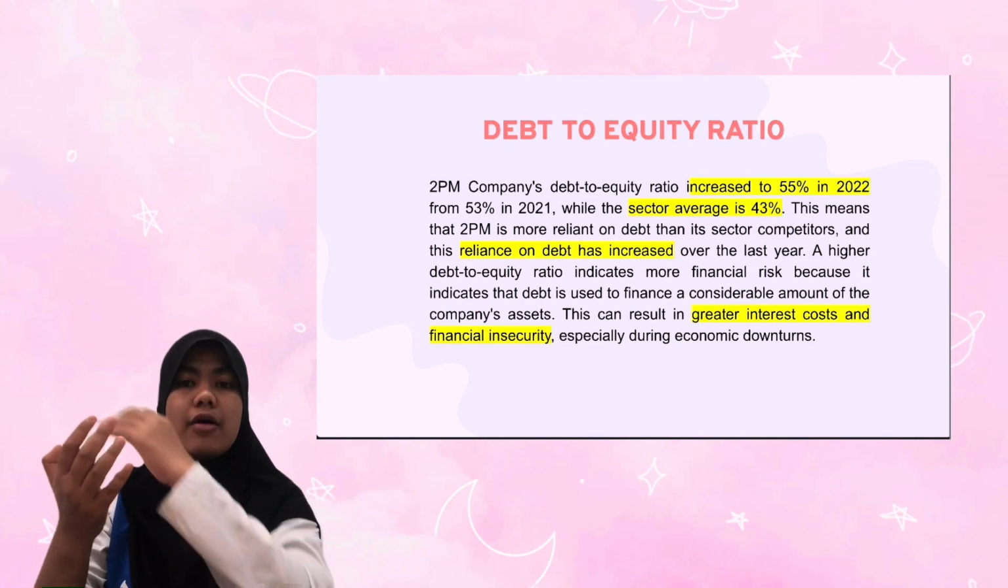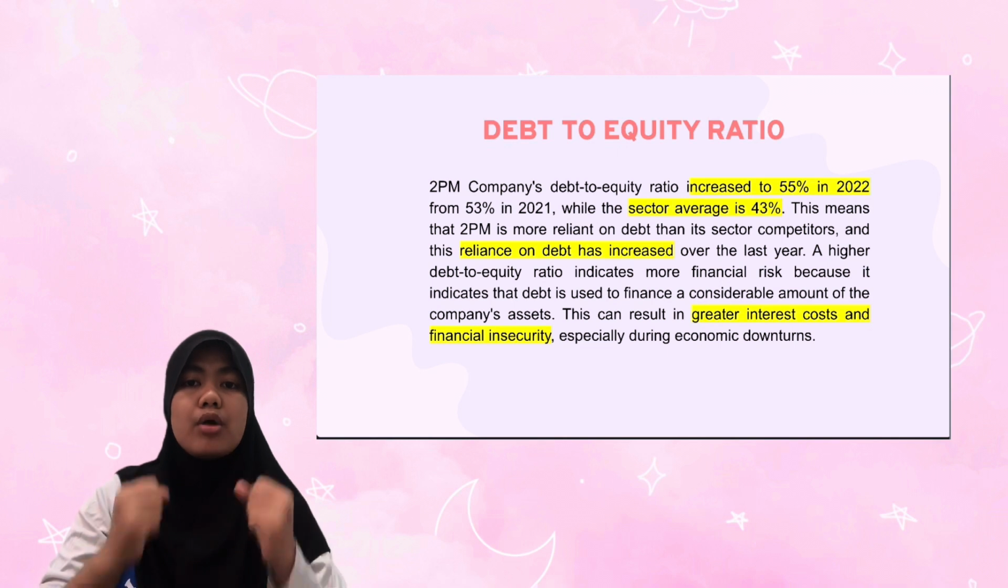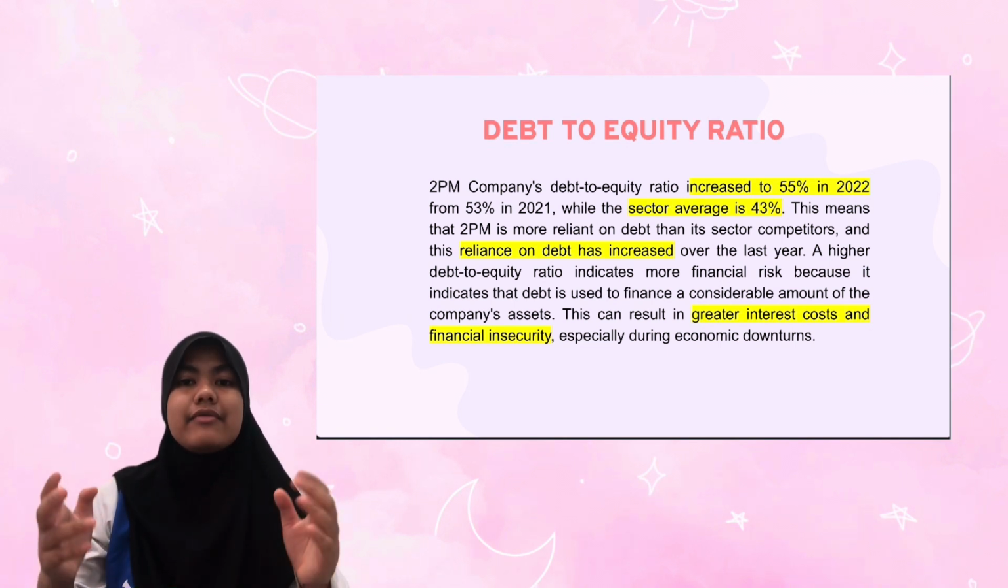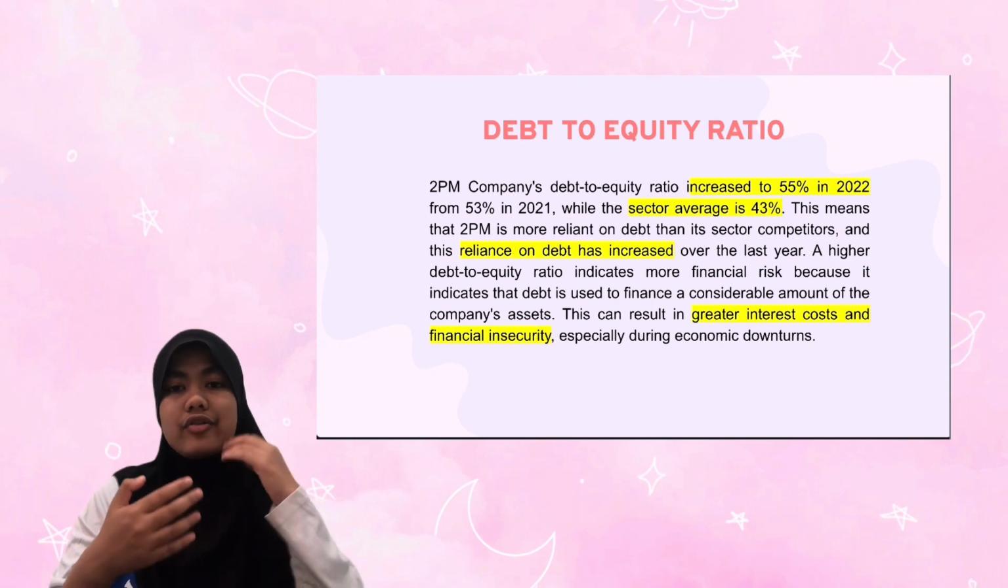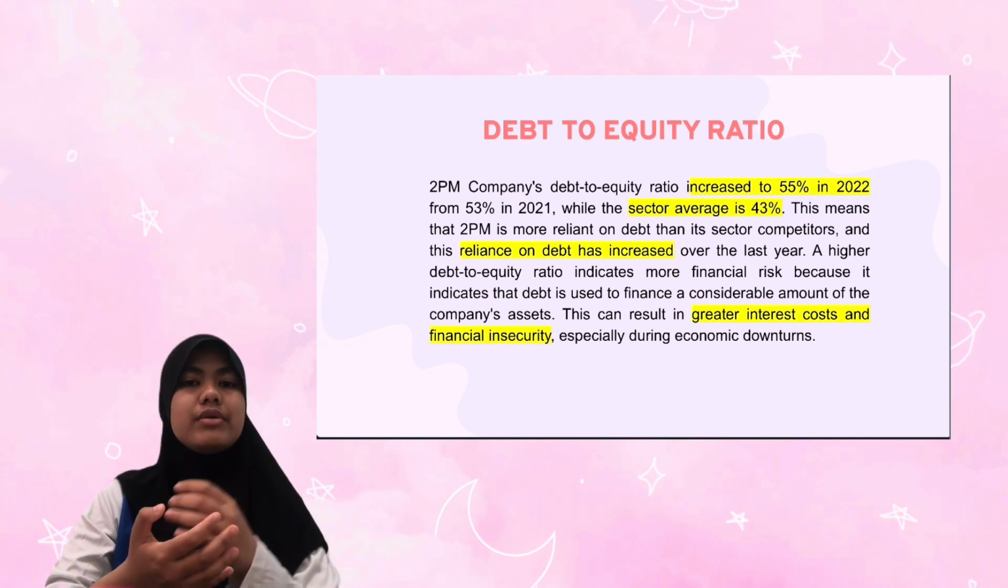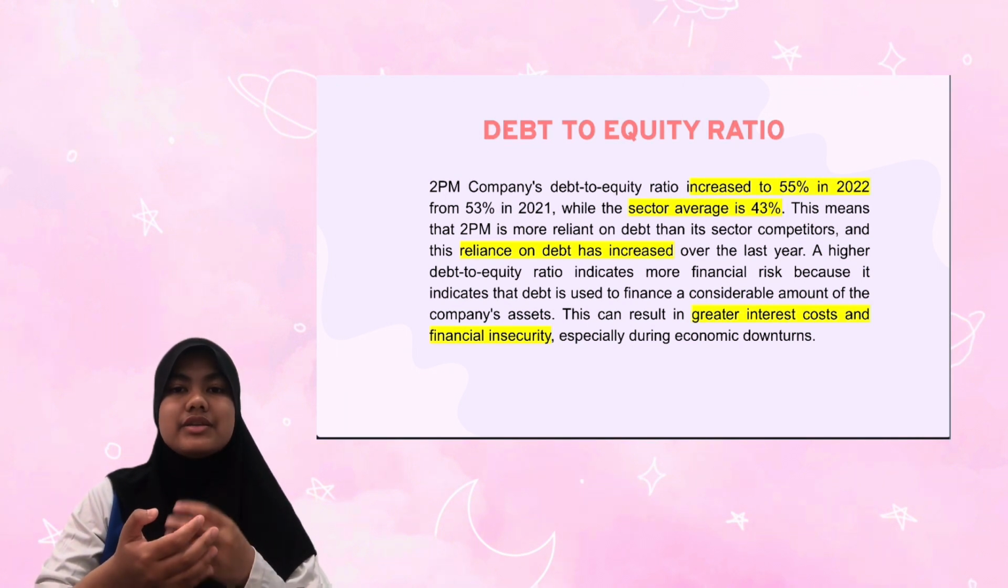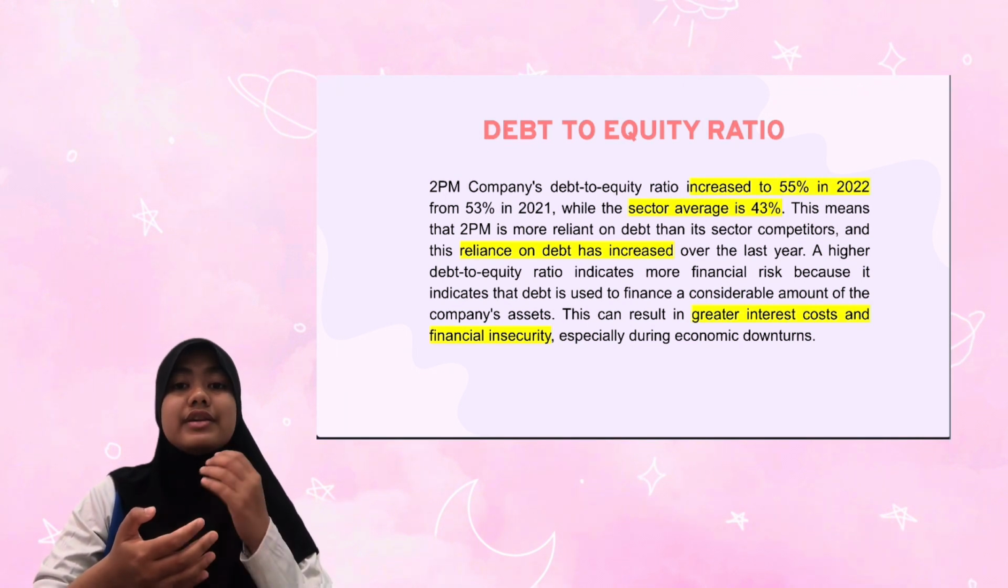This shows that in comparison to its competitors in the sector, the company depends more on debt funding to sustain its operations and investment because more of the company's assets are financed by debt, and a greater debt to equity ratio can indicate increased financial risk because it could result in higher interest costs and financial instability in case of an economic downturn.